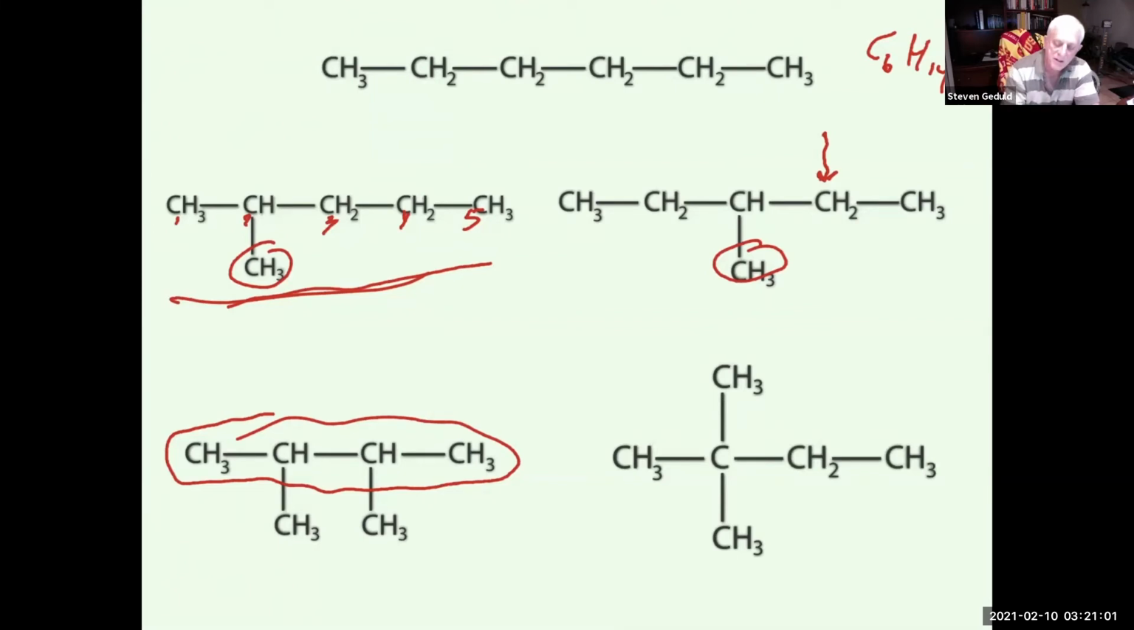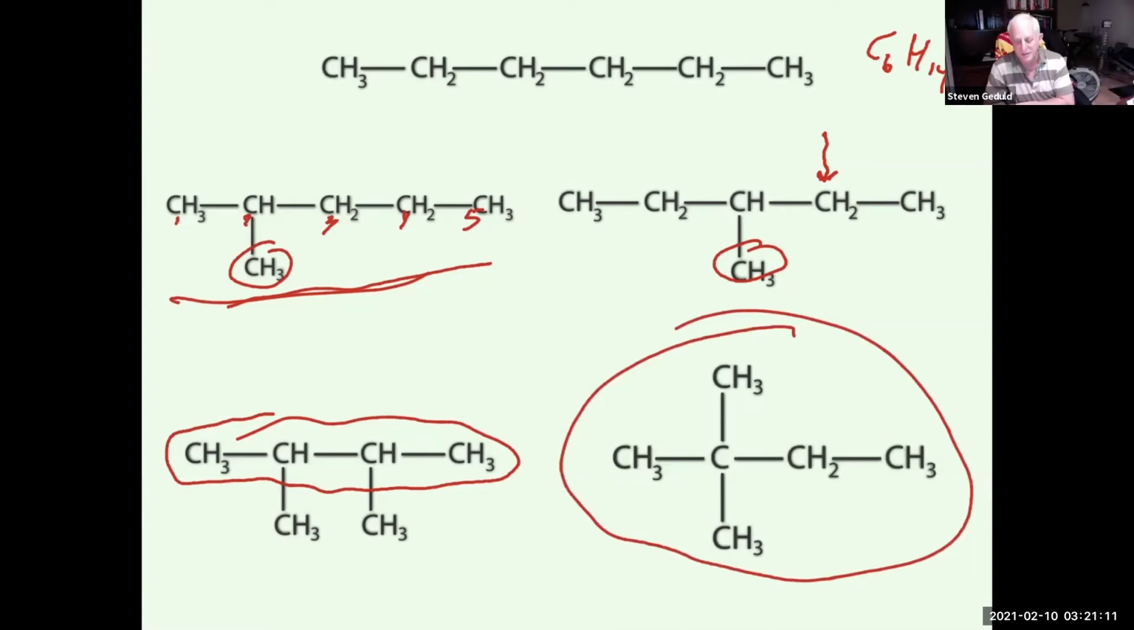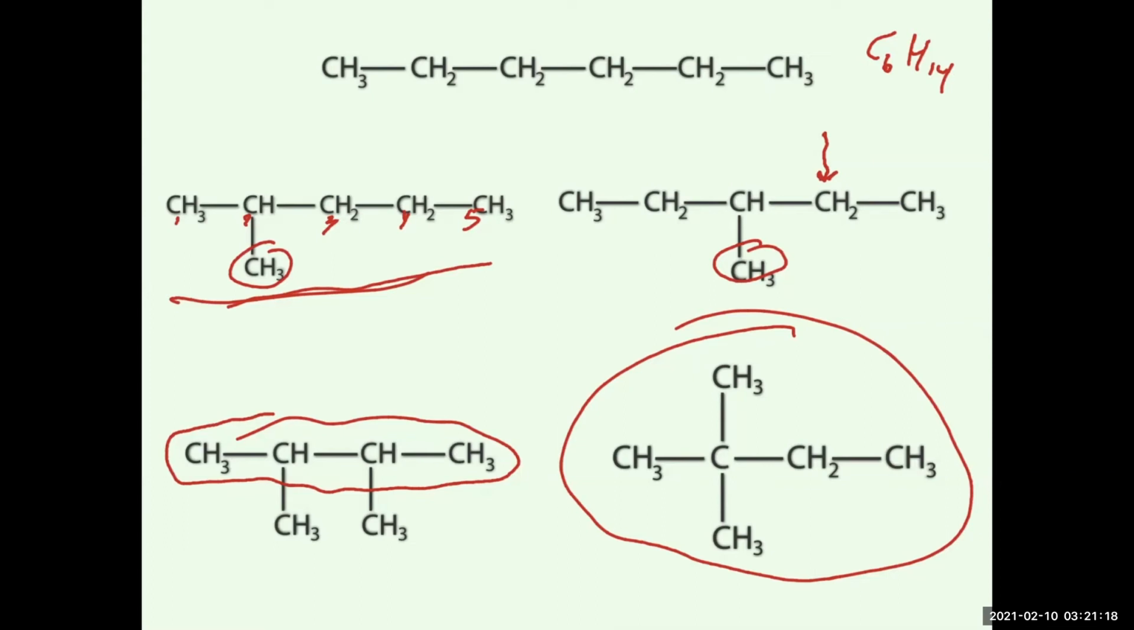What's the name of this compound right here? Someone just give me the name. Dimethyl... butane. Butane, perfect. 2,2-dimethylbutane. Yep, perfect, very good. And there are your isomers.